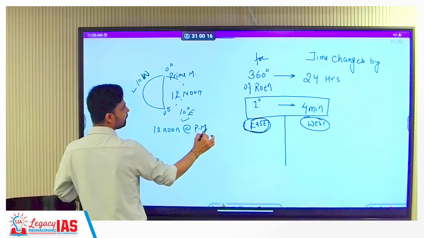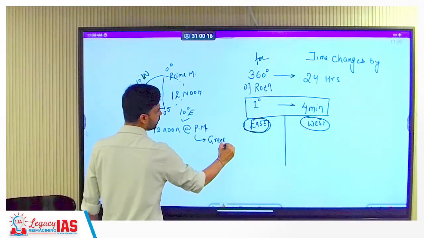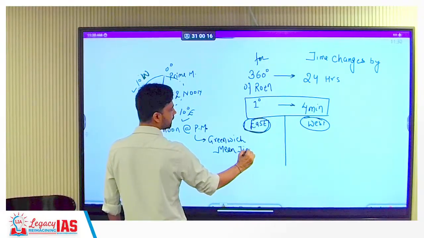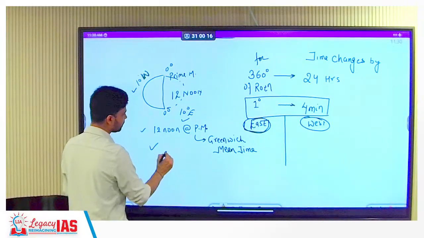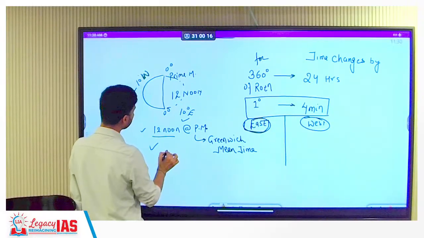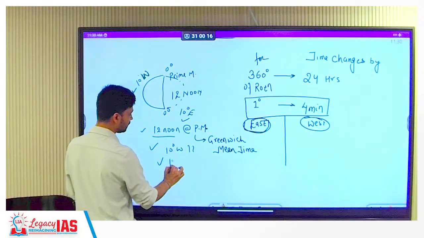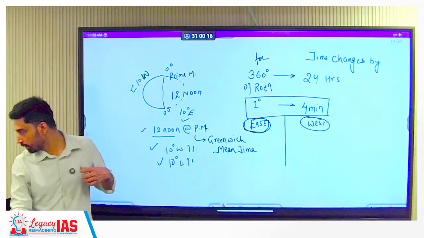Achha, what is the time at the prime meridian referred to as? GMT, right? Very good. So whatever time is at the prime meridian, that particular time is referred to as GMT, that is Greenwich Mean Time. And you are now asked that if this is the time at the prime meridian, what should be the time at 10 degree west and what should be the local time at 10 degree east? So what should be your answer?